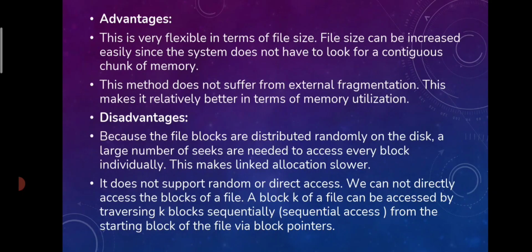Let's see the advantages of linked allocation. This is very flexible in terms of file size. File size can be increased easily since the system does not have to look for a contiguous chunk of memory. This method does not suffer from external fragmentation, which makes it relatively better in terms of memory utilization. Because the file blocks are distributed randomly on the disk, a large number of seeks are needed to access every block individually. This makes linked allocation slower. It does not support random or direct access. We cannot directly access the blocks of a file. So this is the main disadvantage of the linked allocation method.